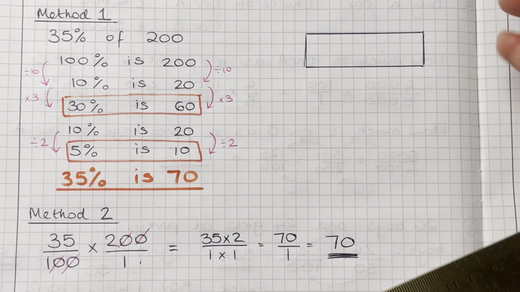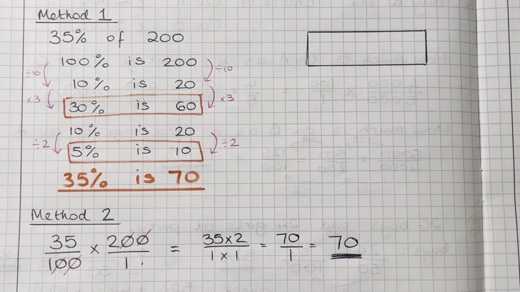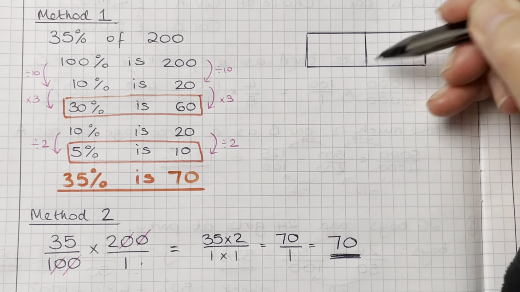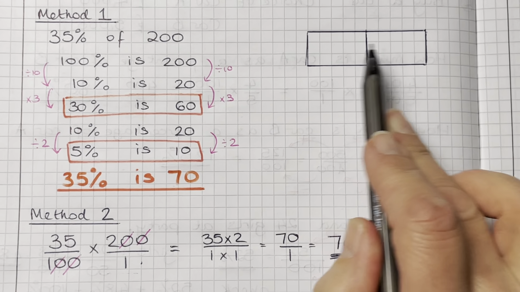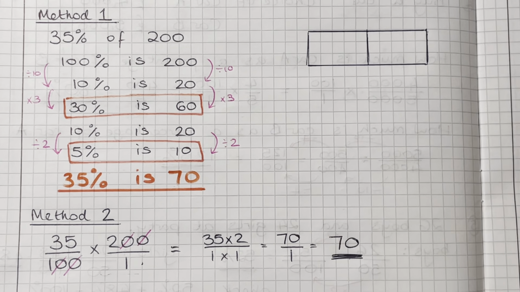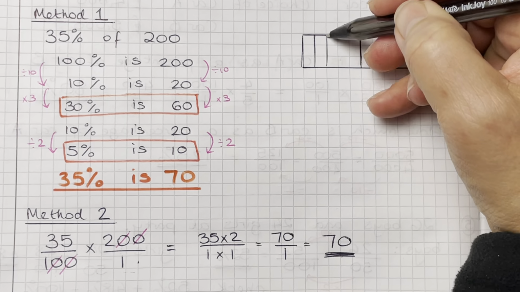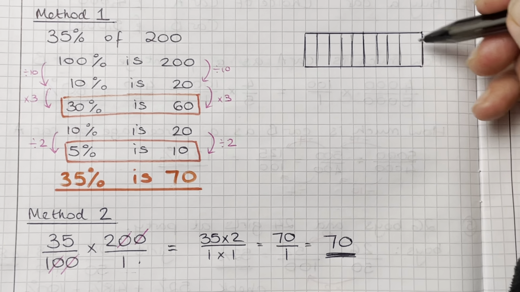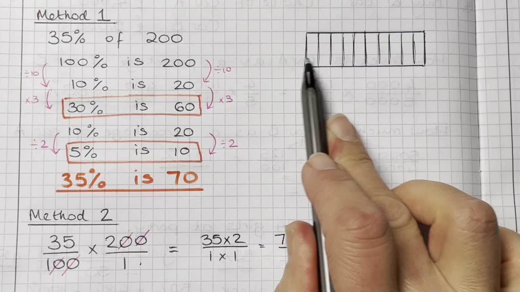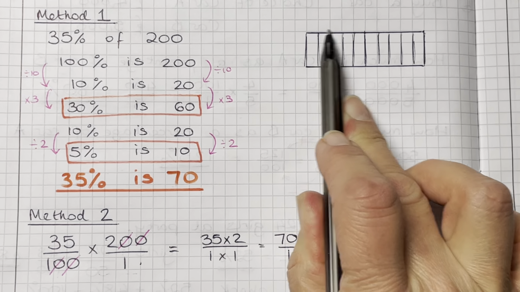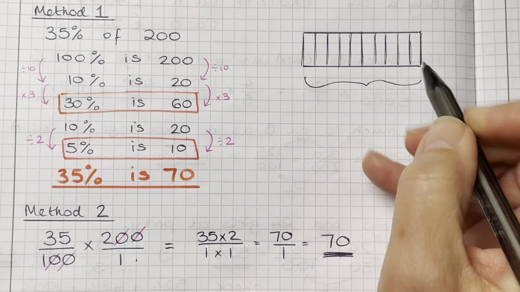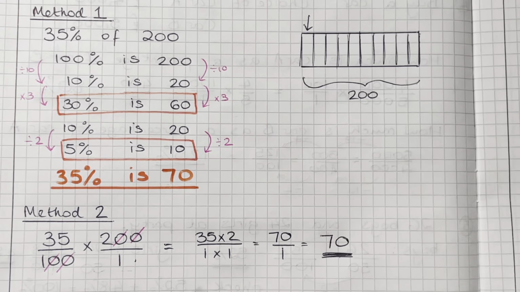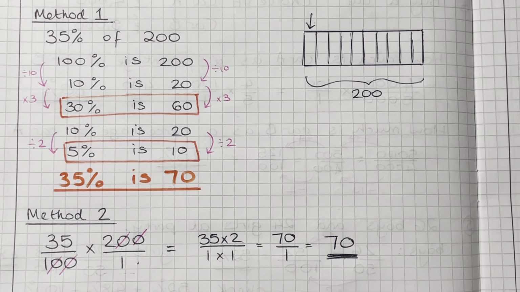Okay, all right, so that's 200. So I could split it into 50% and 50%. Let's split it into a load of 10%. Okay, so I've got one bar that's now been split into 10 equal parts. So if the total bar is 200, then each of these little bars is going to be 20, okay?